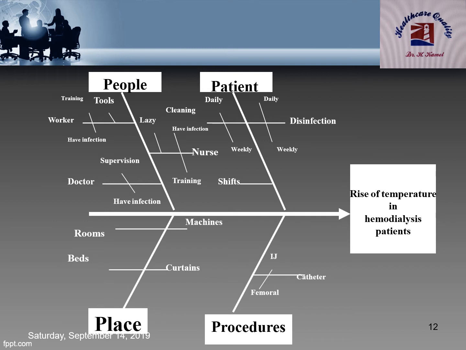This is an example of a cause-effect diagram in which the effect was rise of temperature in hemodialysis patients. The causal categories were patient, people, place, and procedure. Then comes the different possible causes in main or branched items as shown.